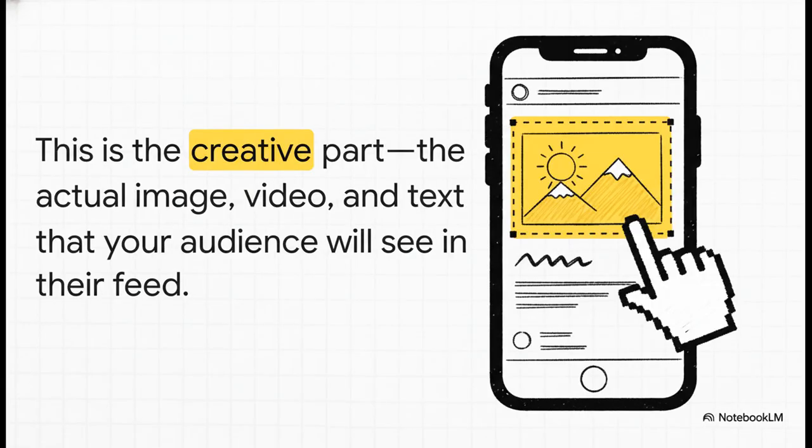And finally, we get to the ad level. This is the fun part, right? This is the actual creative, the image, the video, the headline, the text that your audience sees and hopefully interacts with. This is your big chance to get them to stop scrolling.